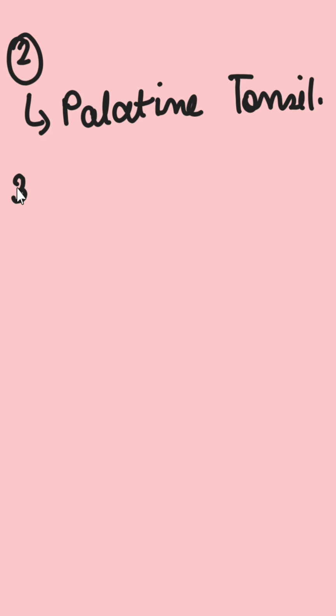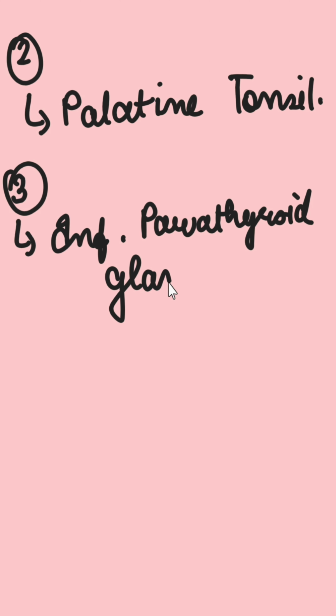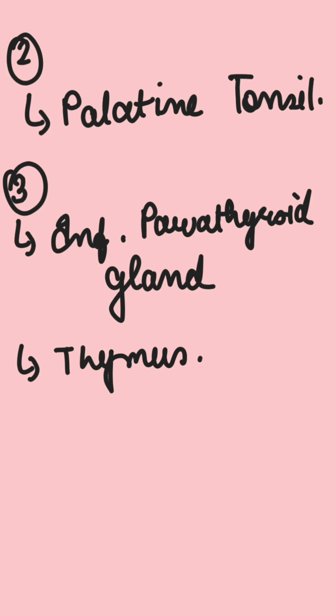Let's move on to the third pharyngeal pouch. The derivatives of the third pharyngeal pouch are the inferior parathyroid gland and the thymus. These are the derivatives of the third pharyngeal pouch.